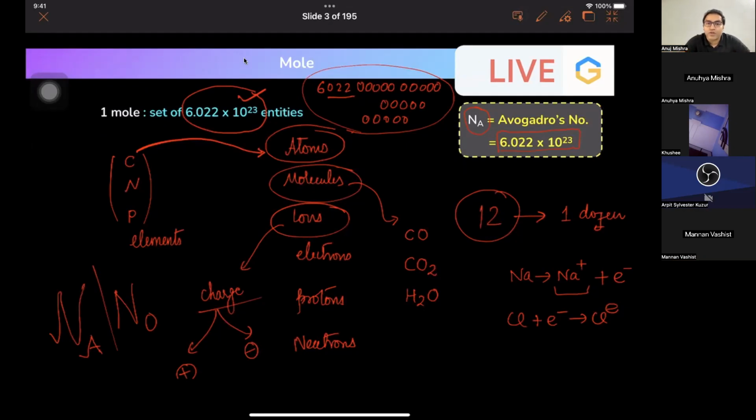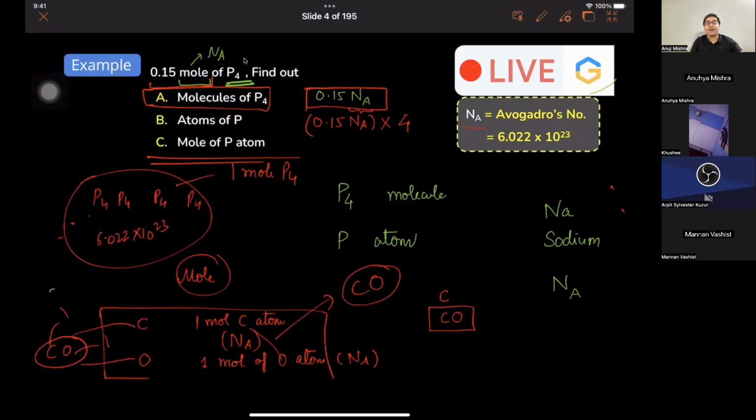6.02 into 10 to the power 23 members. Members, what kind of members? It can be atoms, molecules, ions, electrons, protons, neutrons, but you can simply call them 1 mole of the given thing. Next important thing we talked about is that this can be written as Na or N0. Yes or no? So first I'm reviewing the last class so that all of you come to the same page and you can have an understanding for the whole process.